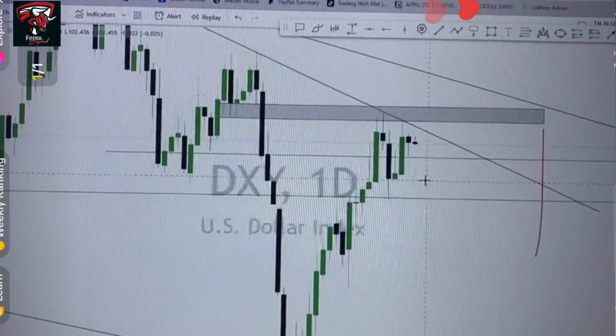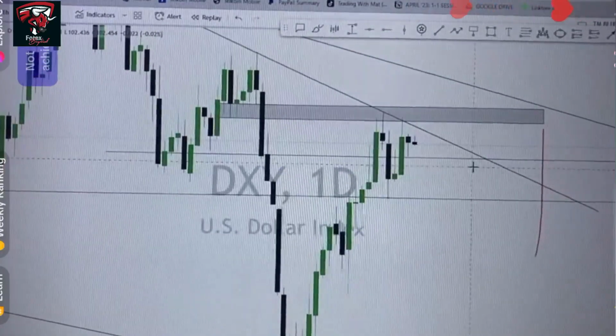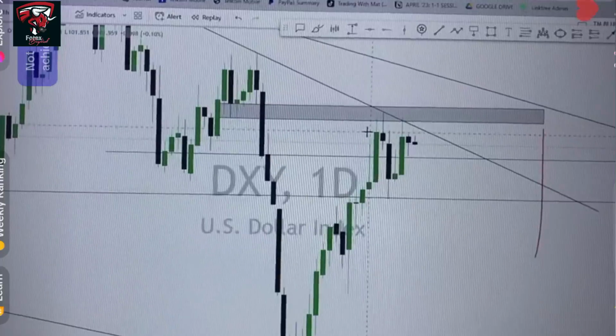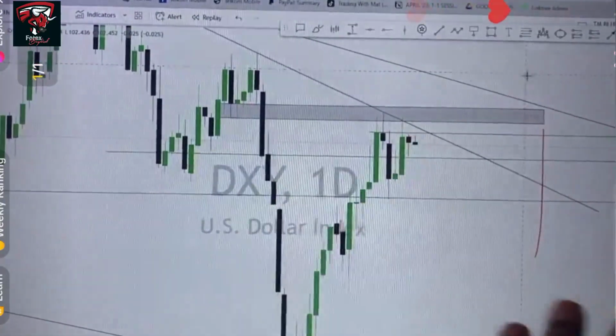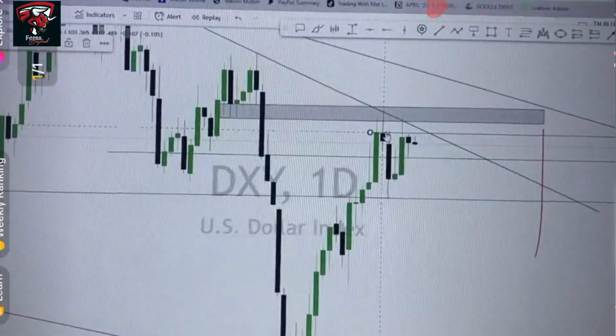Someone's going to ask me, okay Matt, what would you be looking for if you expect DXY to buy? DXY buys above this area only. Only if a daily candlestick closes above this area, that's when I'll be looking at some buys.